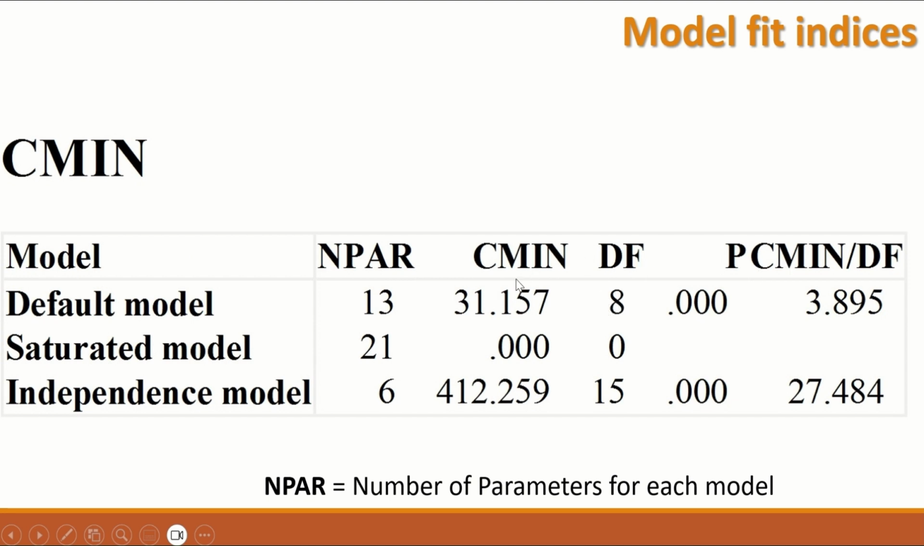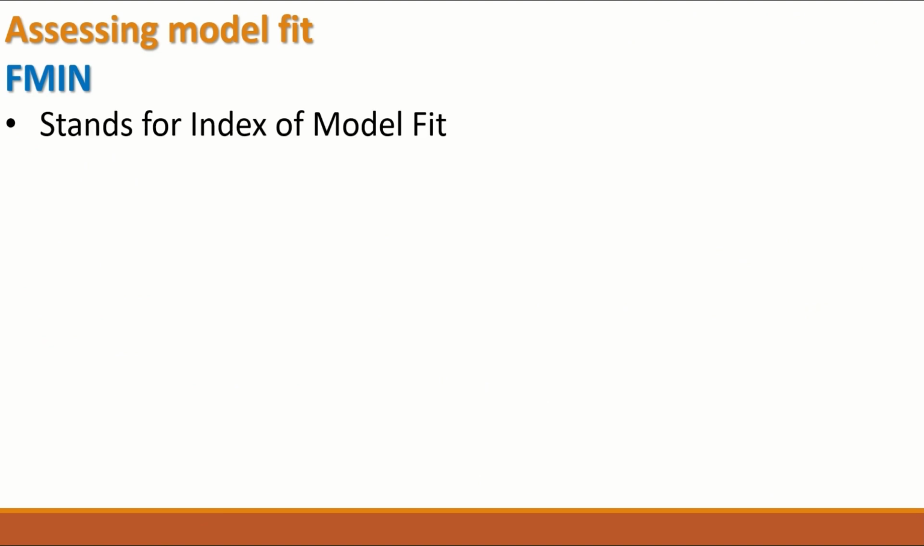When this value is divided by the 8, it will generate 3.8. So this is an okayish value, but the p-value here is significant, and the NPR stands for number of parameters for each model. The next index is the FMIN, which stands for the index of the model fit.